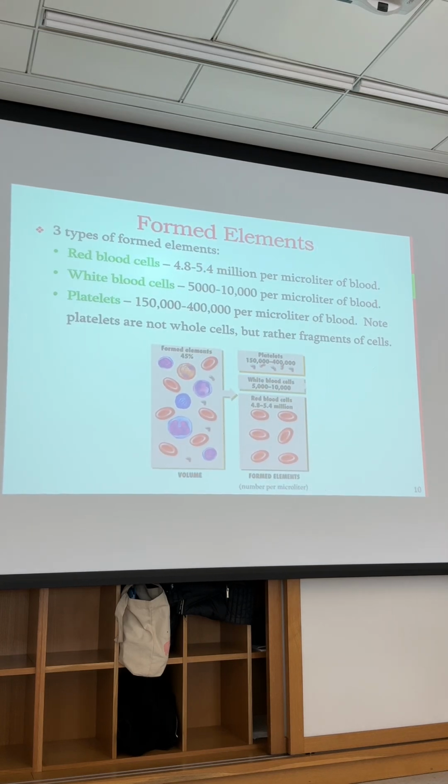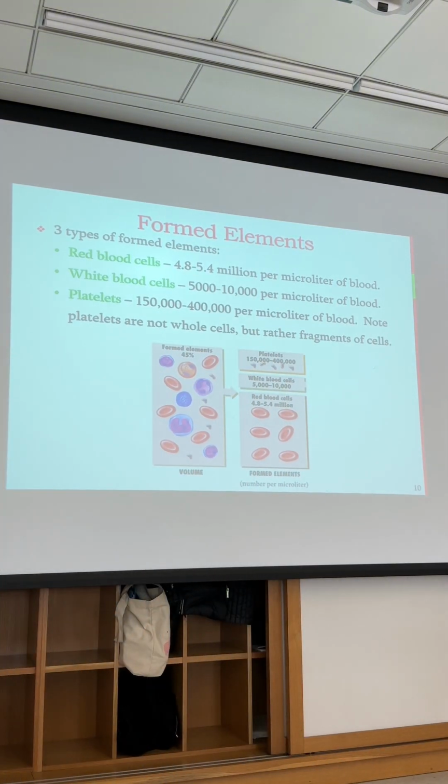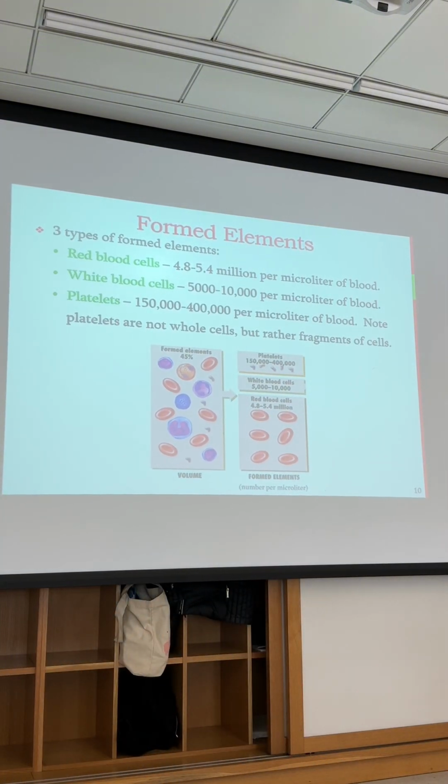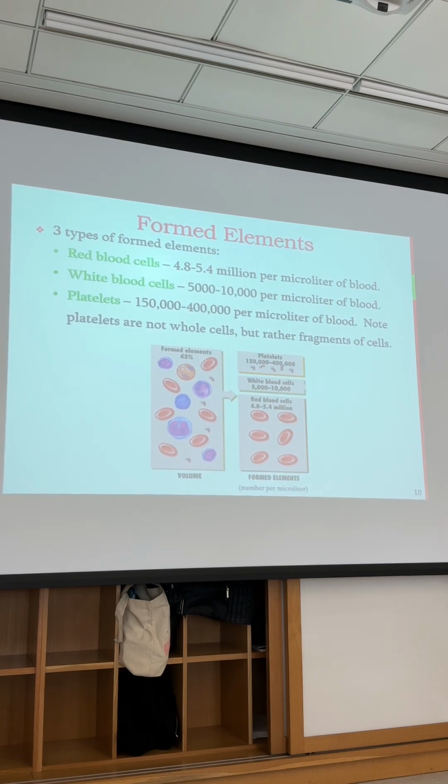All right, 3 types of formed elements. Red blood cells, white blood cells, and platelets. So this explains why it's called the red bone marrow. This is also going to explain, next week you're going to get a chance to look under the microscope at blood smears, okay?